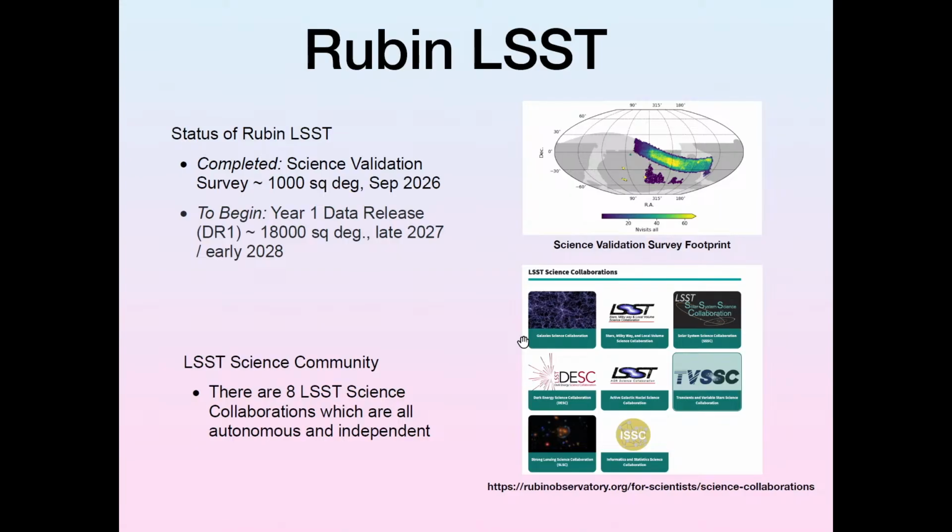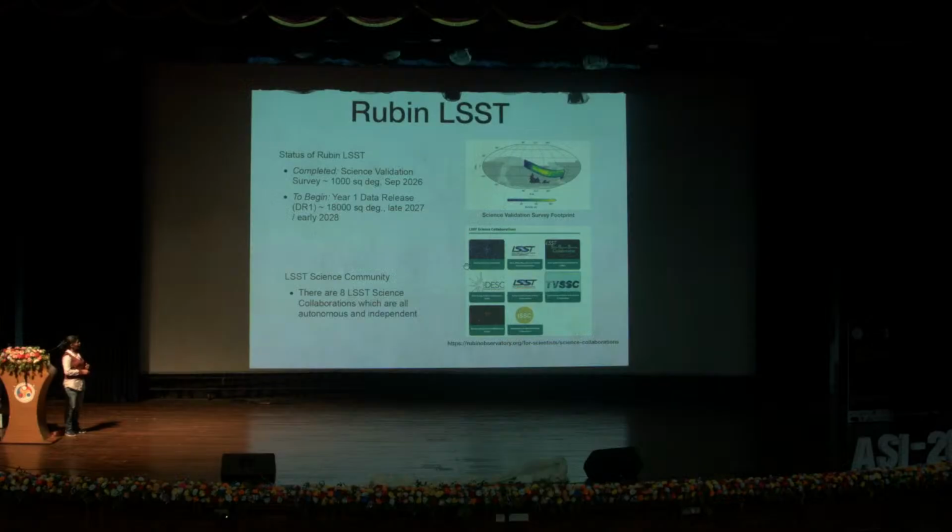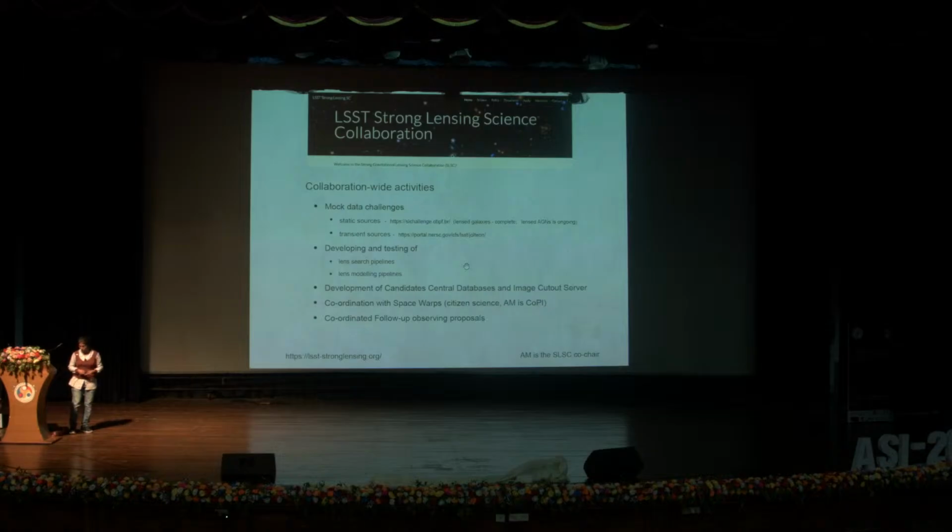The LSST science community has self-assembled into different science collaborations, which are listed over here. They span different science cases and science goals. There are 8 of these science collaborations. They are completely autonomous and independent. They have their own code of conduct and policies and so on. I'm involved in a few different collaborations, but primarily in the strong lensing science collaboration. So let me say a few words about the strong lensing science collaboration, which is SLSC.